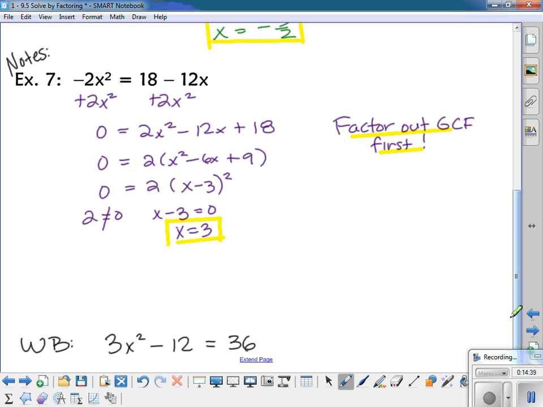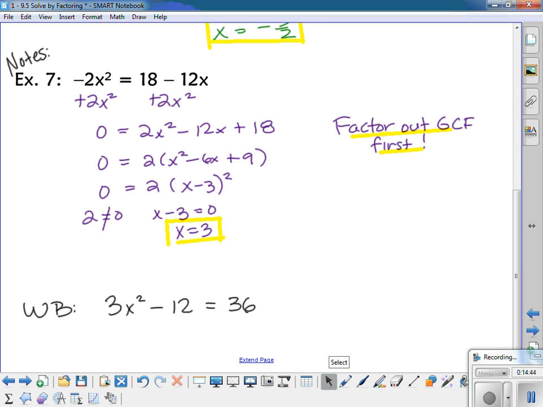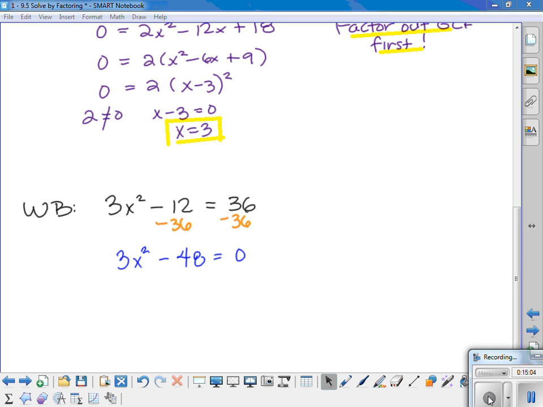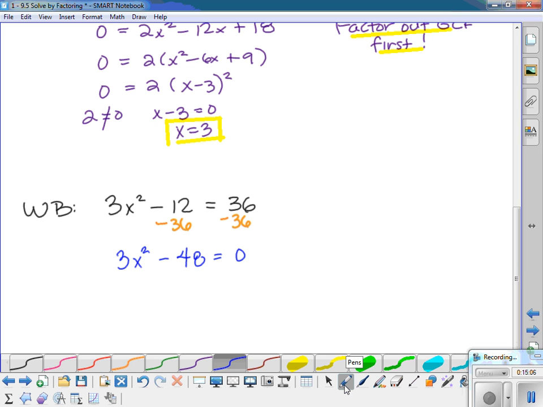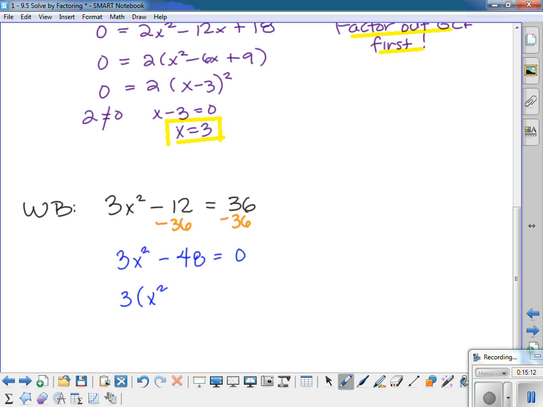All right, so here is one for your whiteboards. 3x squared minus 12 equals 36. So what's the first thing you guys are going to have to do? All right, subtract the 36. Then look for a GCF. Okay, so what's my GCF? What goes into 3 and 48? 3. So you get x squared minus 16. Because 3 goes into 48 16 times.